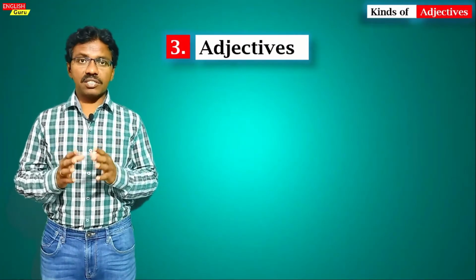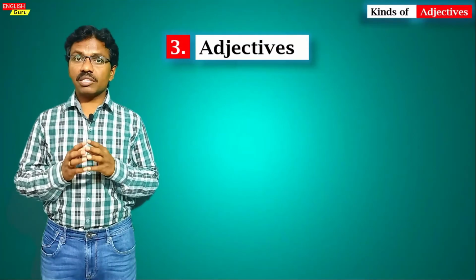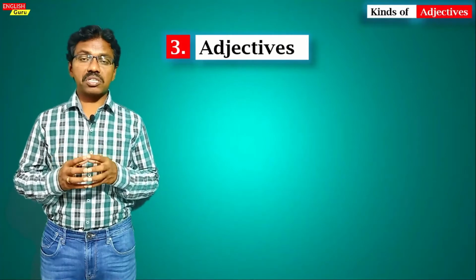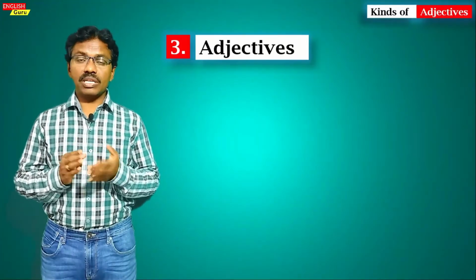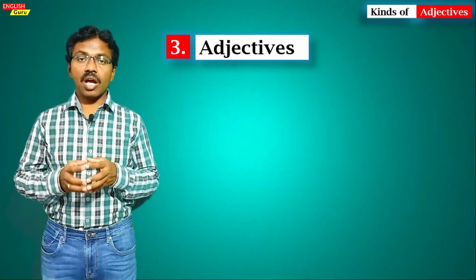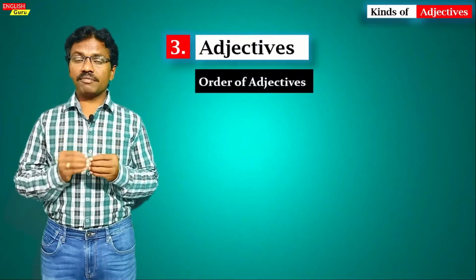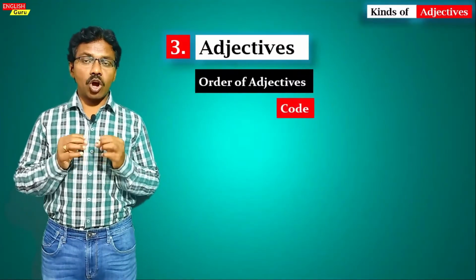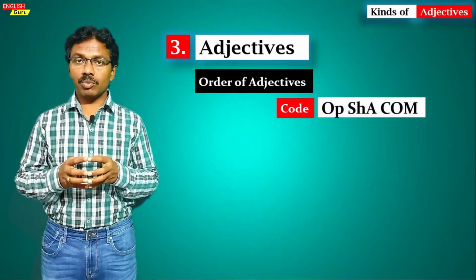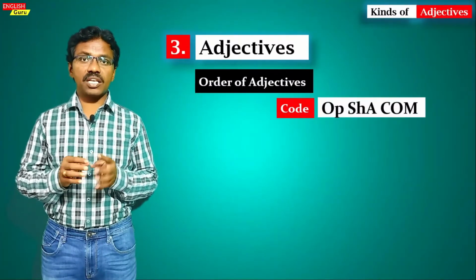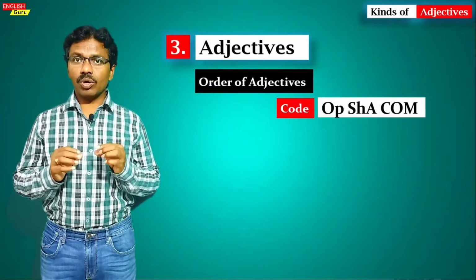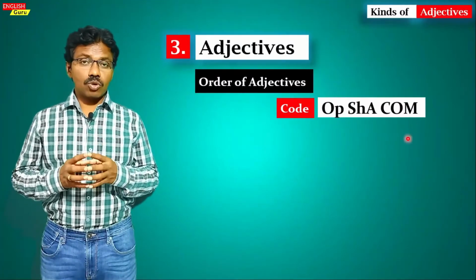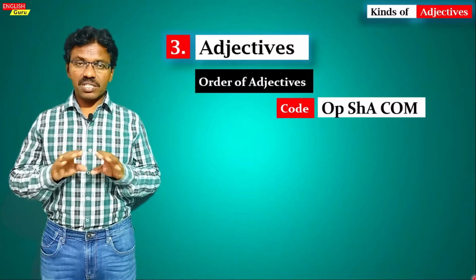And when it comes to the adjective, if more than one adjective is used in a sentence, that is where the problem lies, and that is where in most of the competitive examinations the questions are asked. So if more than one adjective is used in a sentence, how to remember the order of those adjectives is very very important. And there is a code. That code is OPSHACOM, and this is very very important to remember. OPSHACOM is a code which helps us to remember the order of adjectives in a sentence. This order is very very important and we should not miss this order.